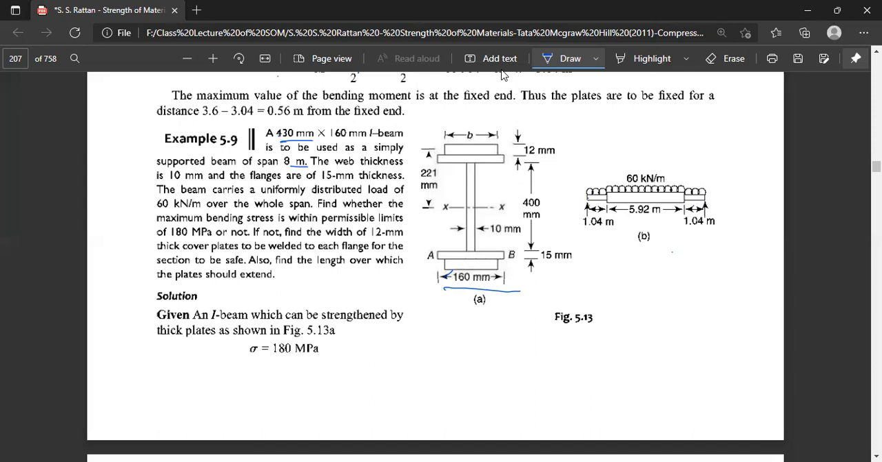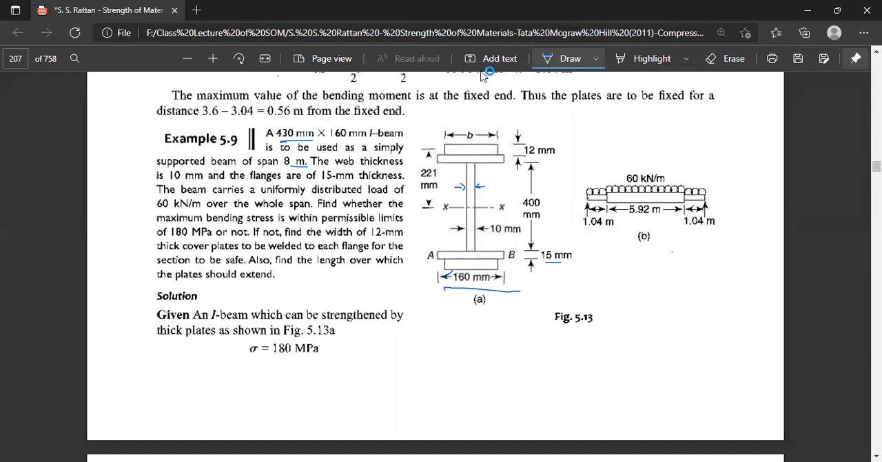I'm repeating again, the size of the I-beam is 430 millimeter by 160 millimeter, and it is used as a simply supported beam of span, say, 8 meters, which is given here as 5.92 plus 1.04 plus 1.04, that is a total of 8 meters of length. The web thickness is given as 10 millimeter, and the flange thickness is 15 millimeter here.